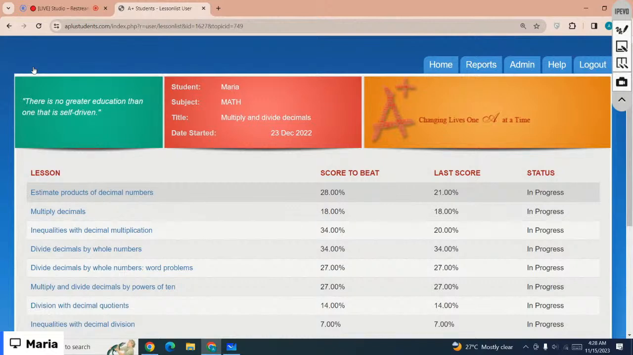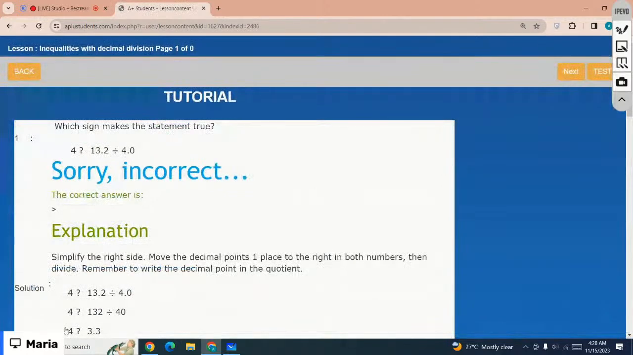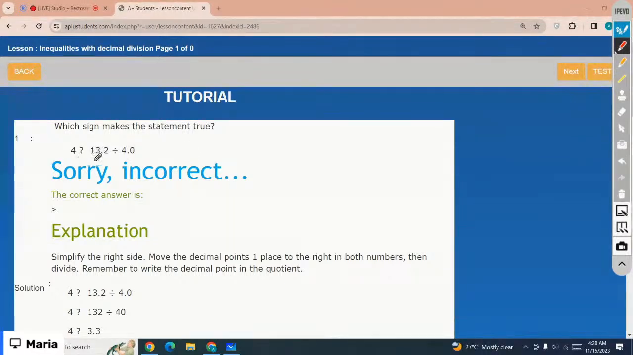Okay, the next lesson is inequalities with decimal division. That is the last lesson from this chapter. Inequalities with decimal division. So basically, you need to see if you divide them, which sign makes the statement true, right? On the other side, you have both the numbers, that is 13.2 divided by 4.0, right? So just divide and let's see what is the answer, right?